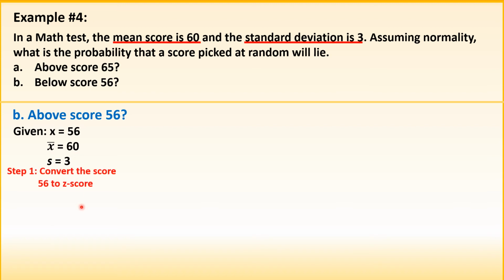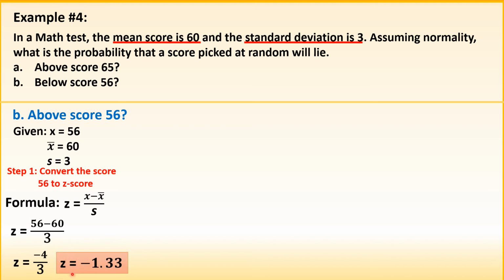First step natin, convert natin ang score na 56 to z-score. So, gamitin natin ang formula for the z-score, which is equal to x minus mean or sample mean all over sample standard deviation. Substitution lang tayo. Z is equal to 56 minus 60 all over 3. So, subtract natin yung numerator natin. 56 minus 60, so that is equal to negative 4. Divide by 3. Therefore, ang z natin ay negative 1.33.